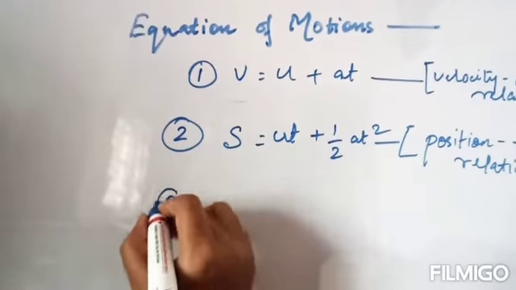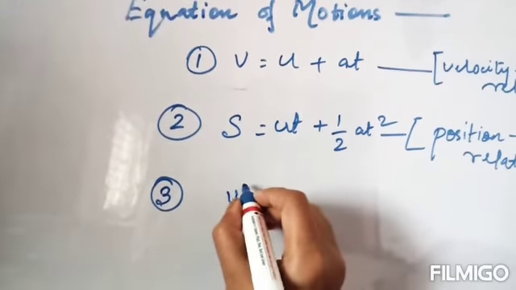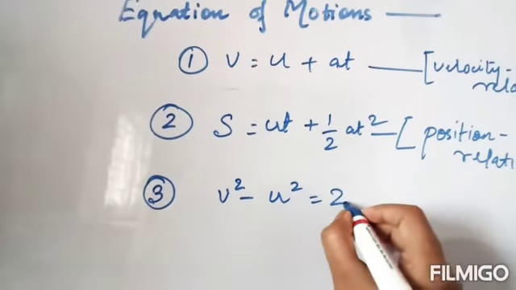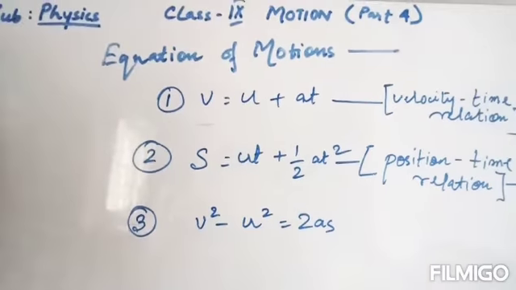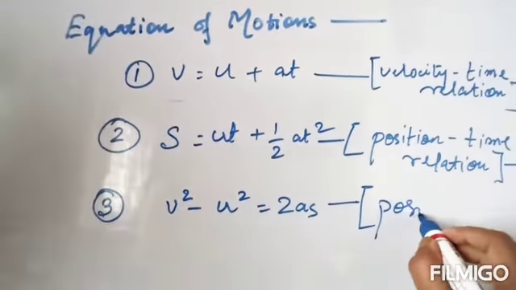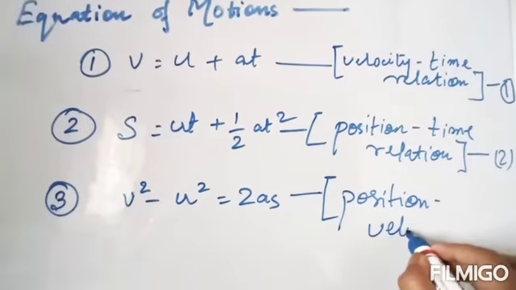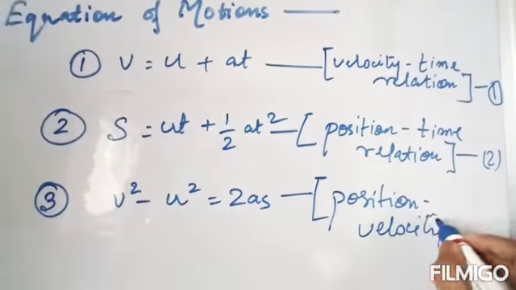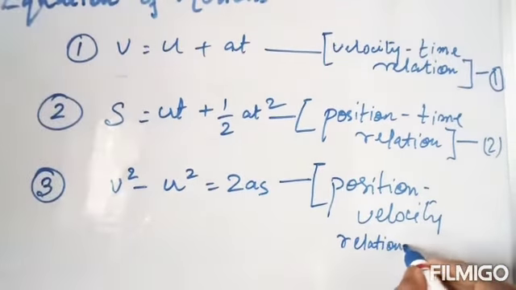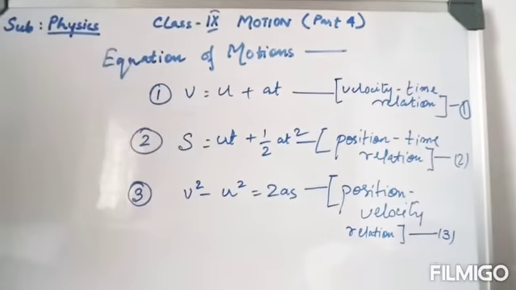And the third one is v² - u² = 2as. This is known as the position velocity relation.